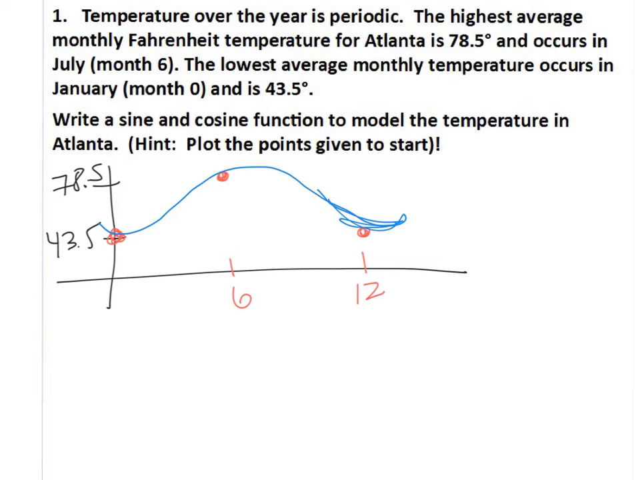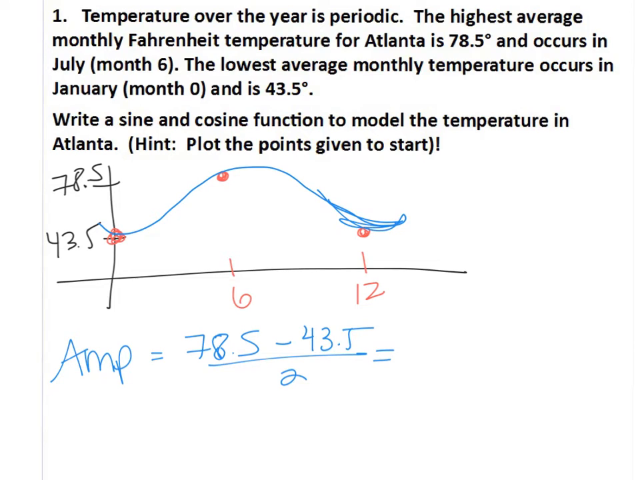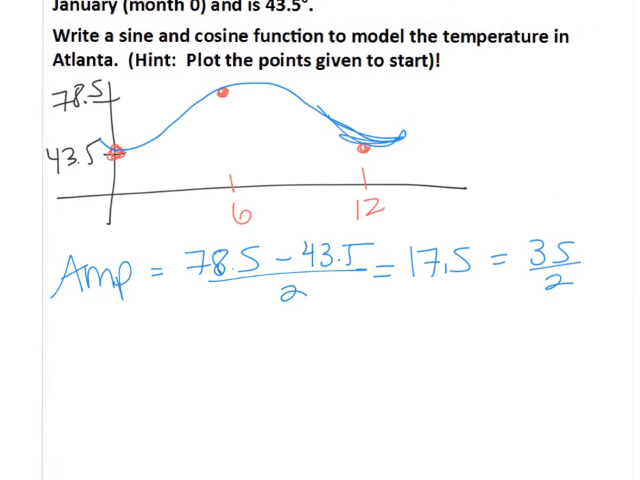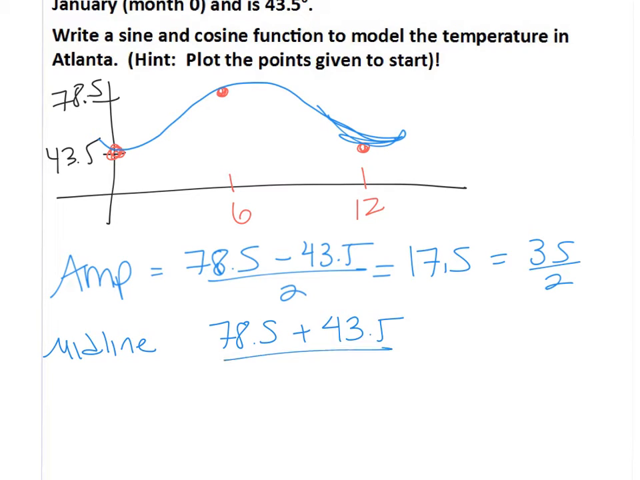That's a minimum. So if I want the amplitude, that's going to be our maximum minus the minimum divided by 2, which is 17.5. You could leave it as a fraction of 35 over 2 as well, doesn't matter. Our midline is if we add our maximum and minimum and divide by 2, which is 61. Our period is 12.